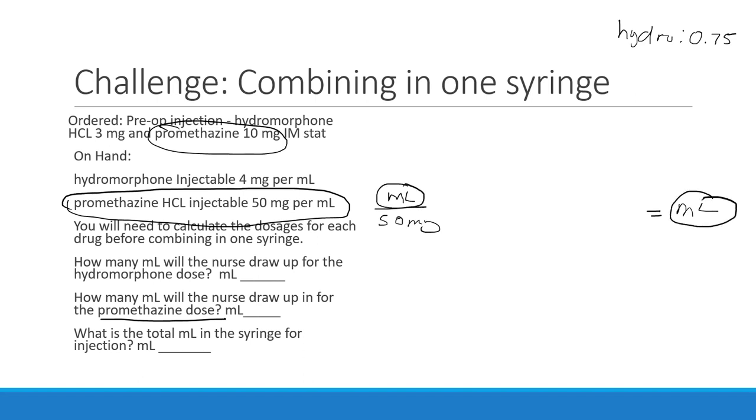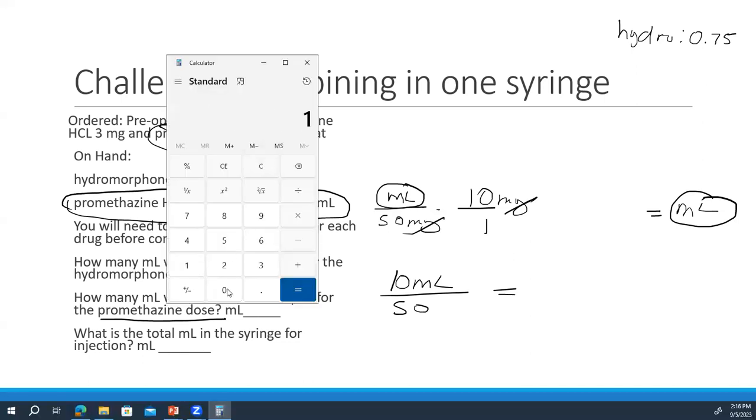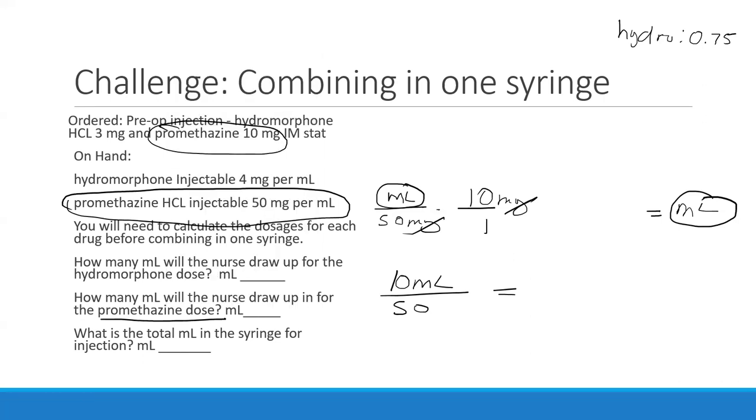Can I leave it this way? No, I got to get rid of my 50 milligrams. So in order to get rid of my 50 milligrams, I'm going to come back up and use my 10 milligrams. 10 milligrams here over 1. So now we've got 10 mLs over 50. So using my calculator again, I'm going to do 10 divided by 50. And that's going to give me 0.2.